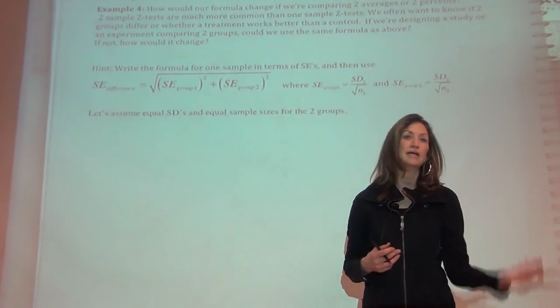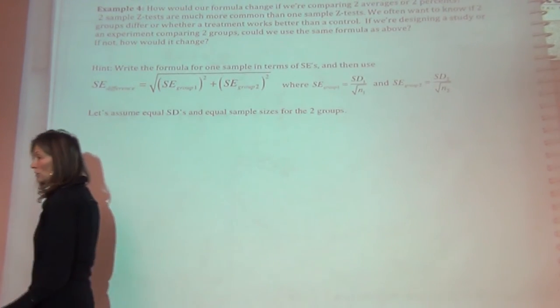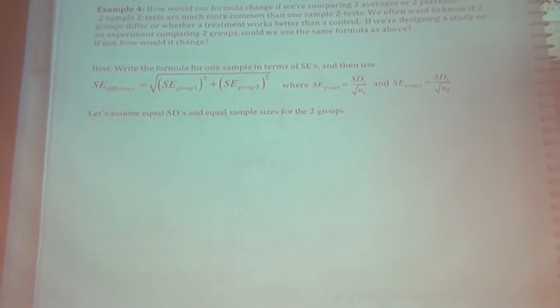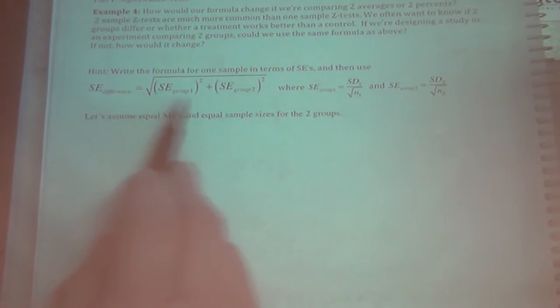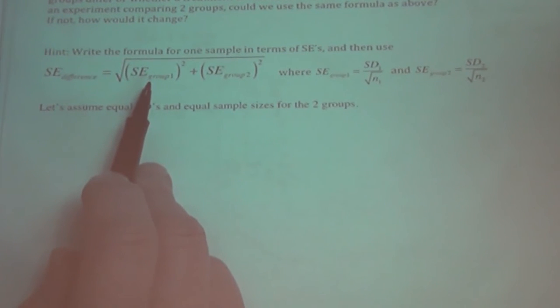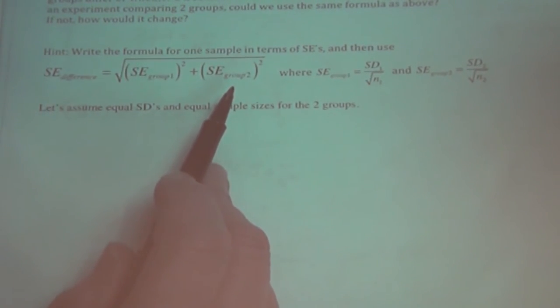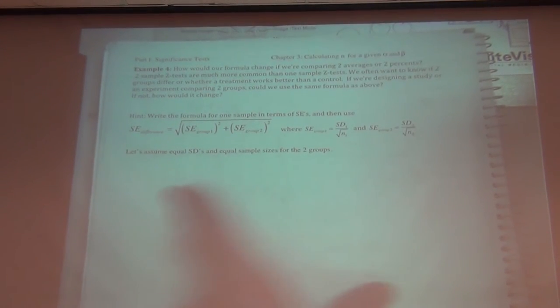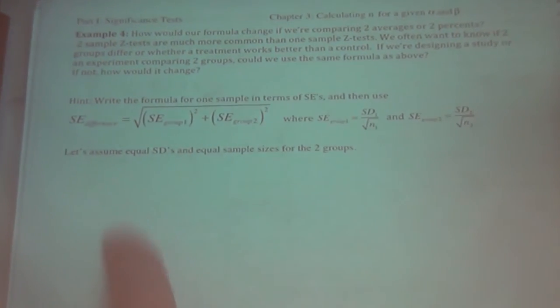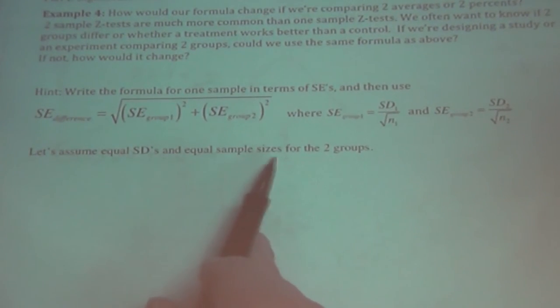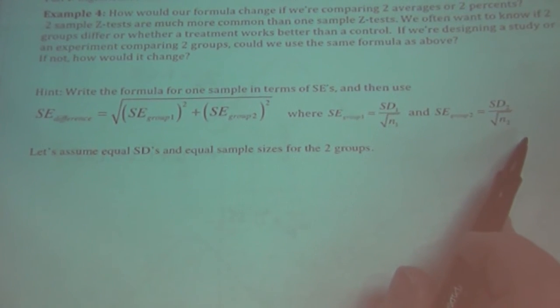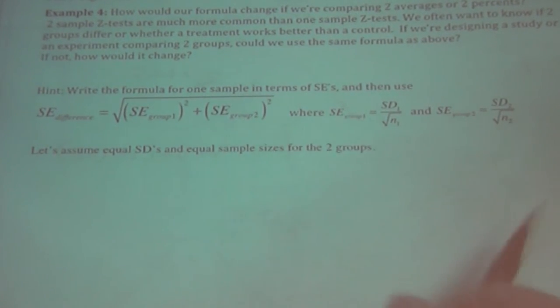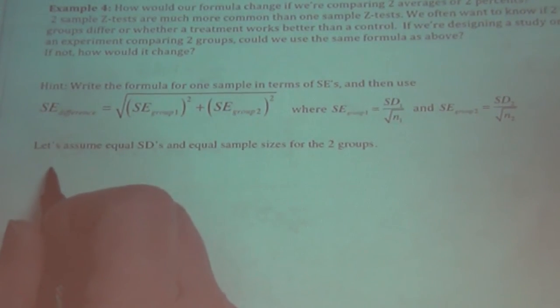So how does the sampling variation, how does the standard error change? Well, in Stat 100, we have a different formula because we have two sources of error. We're taking a sample from one population and a sample from another population. So we have two standard errors. If we assume that we have equal standard deviations and equal sample sizes, let's make it super simple, then what would be our formula for the standard error for the difference?